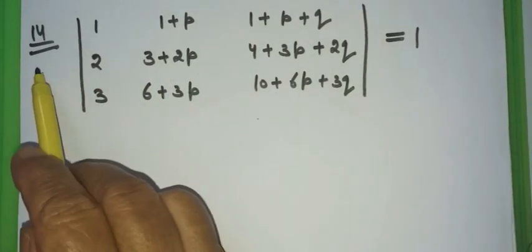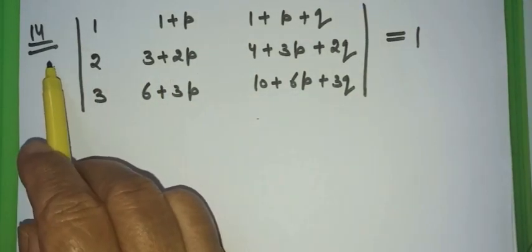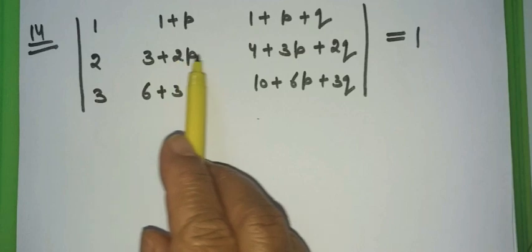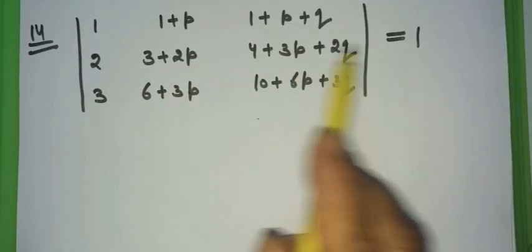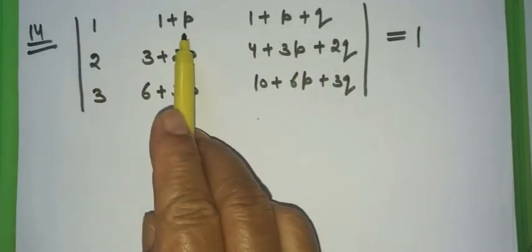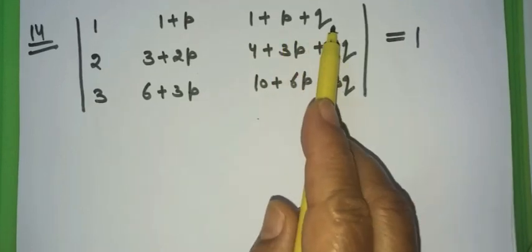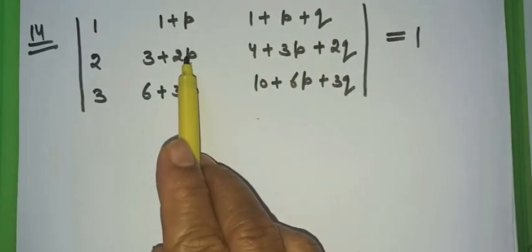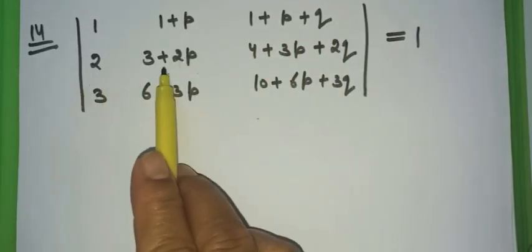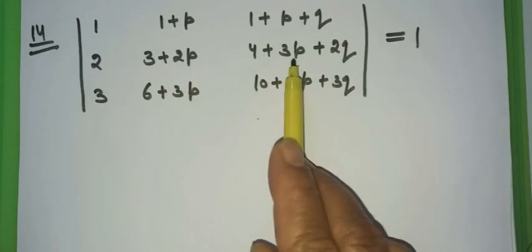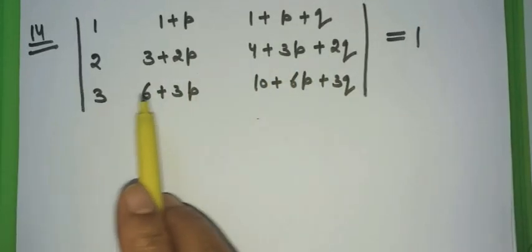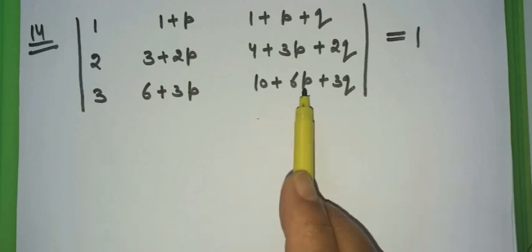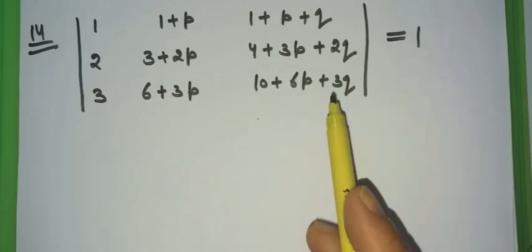Now let us concentrate on question number 14, which says that you prove that this given determinant is equal to 1. First row 1, 1 plus p, 1 plus p plus q. Here p and q are constants, and the second row is 2, 3 plus 2p, 4 plus 3p plus 2q, and the third row is 3, 6 plus 3p and 10 plus 6p plus 3q, and we have to prove that this is equal to 1.